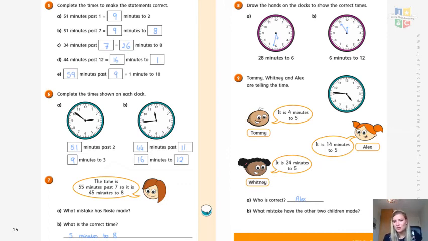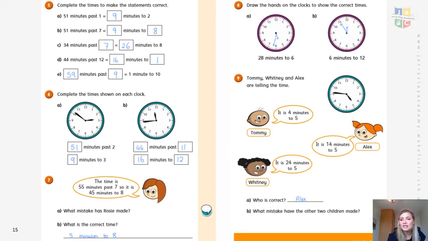You might have also noticed that they thought that there was 100 minutes in an hour, because if you add 55 and 45, that makes 100. However, we know that there are 60 minutes in an hour. For number 8, draw the hands on the clock. So you had to do this really carefully, again making sure, using a ruler, that one of your hands is bigger than the other hand, obviously the minute hand being the larger one.